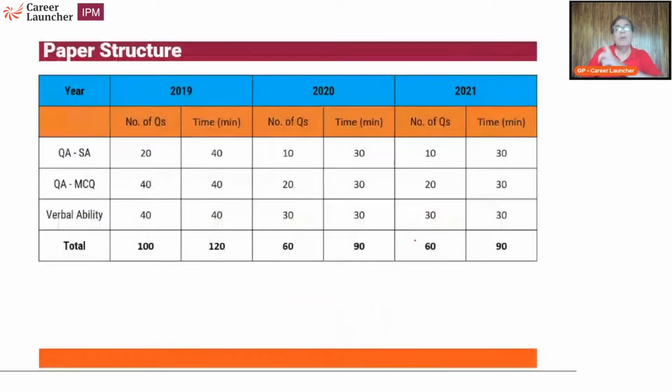Okay. Now, before we move forward, let's have a quick look at the section and the paper pattern. I'm looking at the 2019, 2020 and 2021 papers. 2020 and 2021 had a similar pattern, which is 10 questions of short answer and 20 of MCQ. Both of them are QA sections. And English verbal ability had 30 questions. This was a 90-minute paper with 3 sections of 30 minutes each.